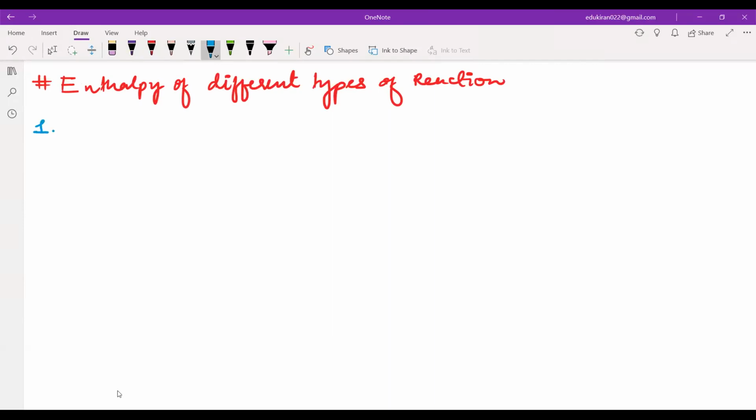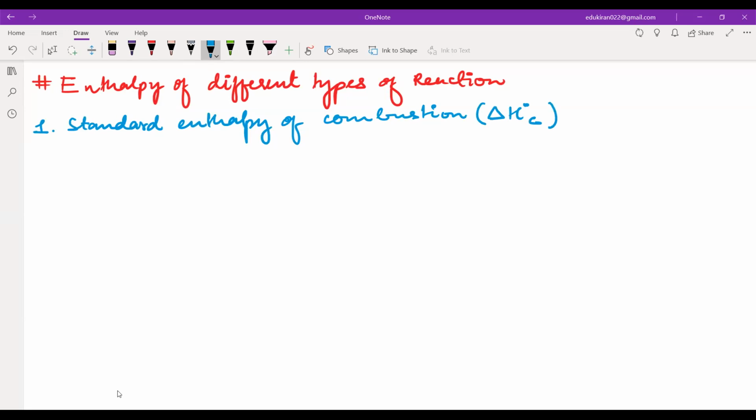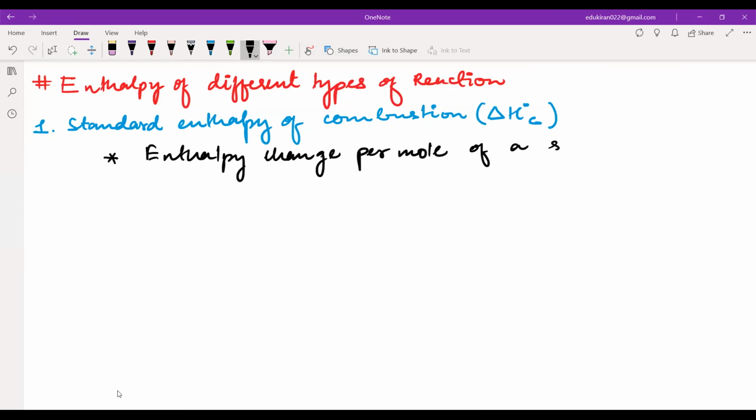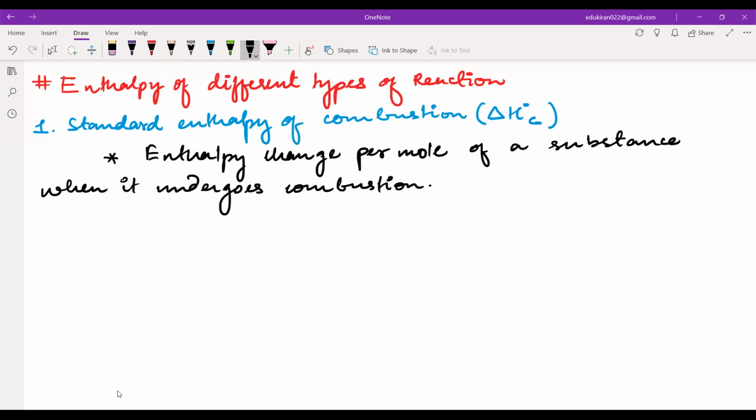Enthalpy of different types of reaction. The first, formation, that we have done, is one of the most common. The second most common is standard enthalpy of combustion, that is delta H naught C. So enthalpy of combustion is the enthalpy change per mole of a substance when it undergoes combustion.